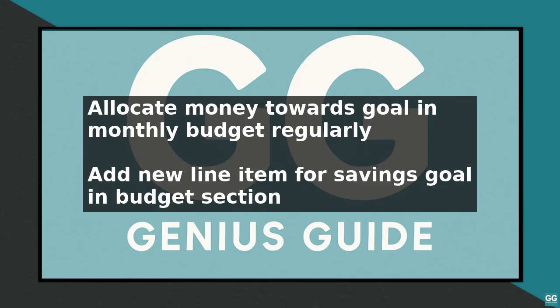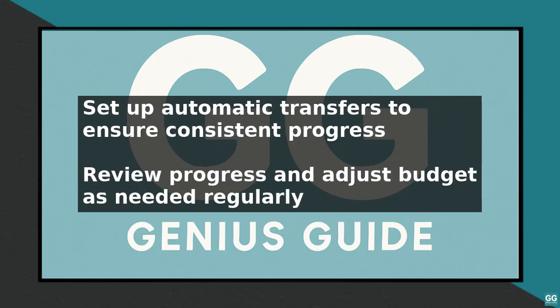goal progress. As you work towards your goal, be sure to regularly review your progress and adjust your budget as needed. You may need to make adjustments to your spending in other areas in order to free up more money for savings. It is also a good idea to set up automatic transfers from your checking account to your savings account, so that you can ensure consistent progress towards your goal.